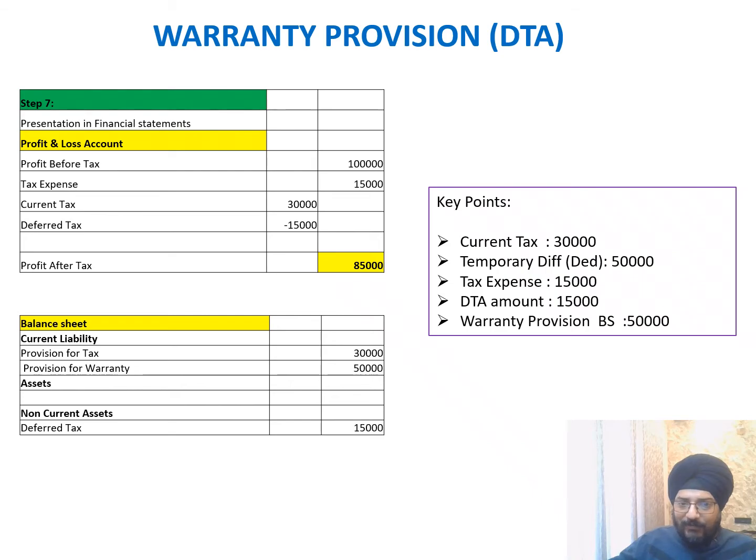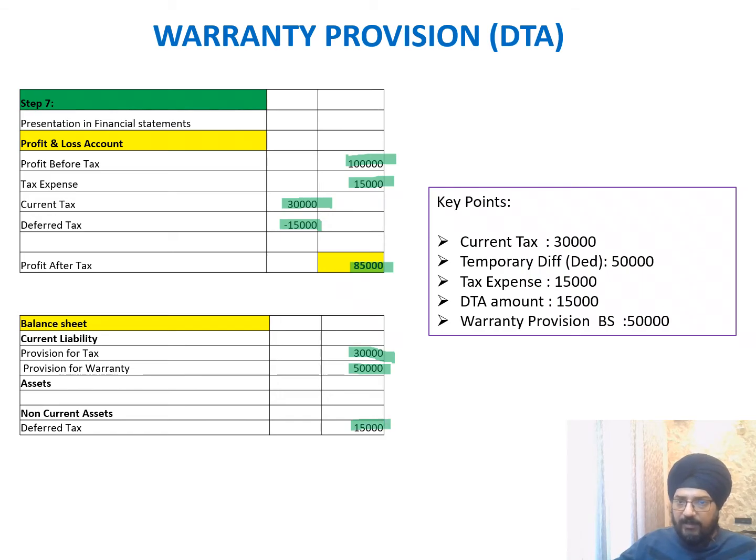Okay. So on my financial statement, what will be the impact? My PBT is 1 lakh rupees. My tax expense is the summation of 30,000 of my current tax and the DTA creation of 15,000. So my tax expense is 15,000. My profit after tax is 85,000. In my balance sheet, how we are going to show: my current tax liability is 30,000. My provision for warranty would be 50,000. And in the non-current asset, we have the DTA of 15,000.